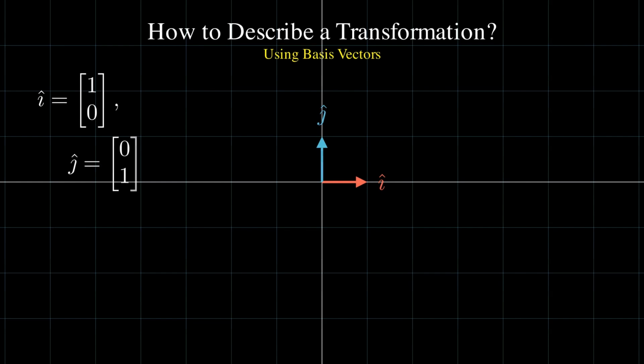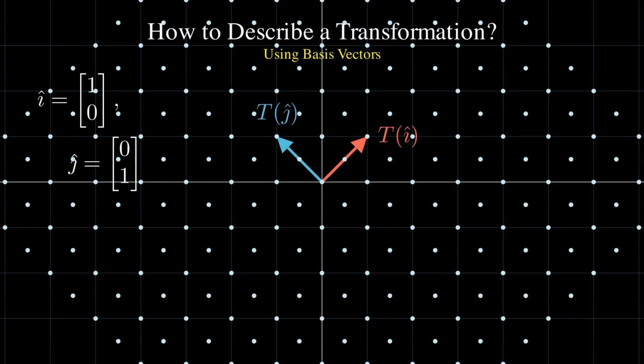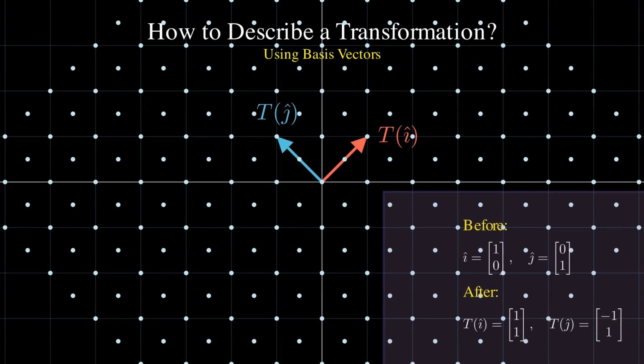Amazingly, it's enough to know just two things. Where the basis vector i hat, pointing along the x-axis, lands. Where the basis vector j hat, pointing along the y-axis, lands. That's it. Track those two, and you know everything about the transformation. Every other point's motion depends entirely on where these two basis vectors go. These two vectors completely determine how the transformation affects every point in space.